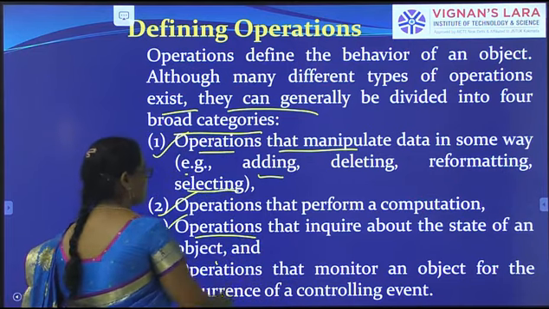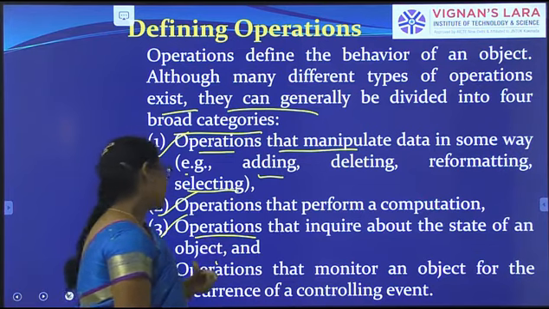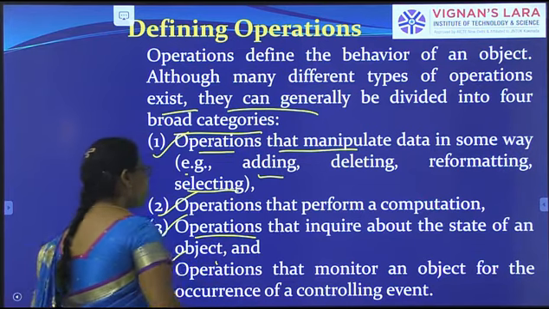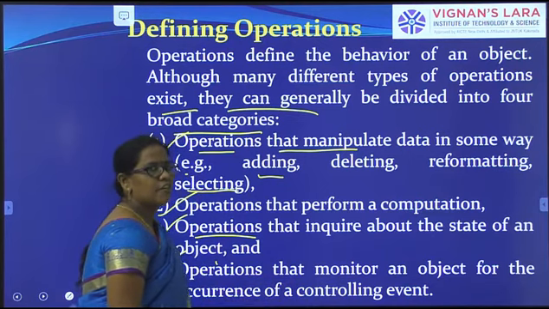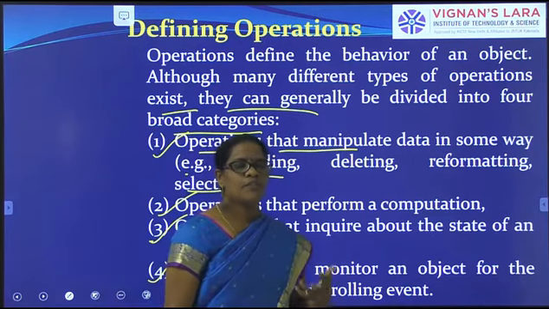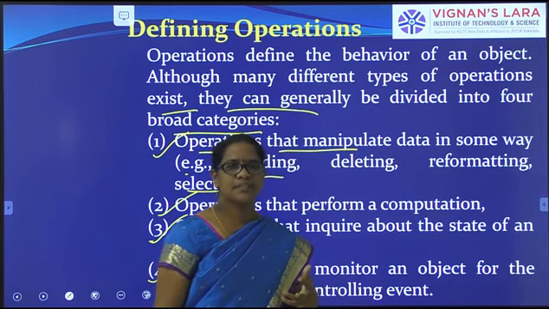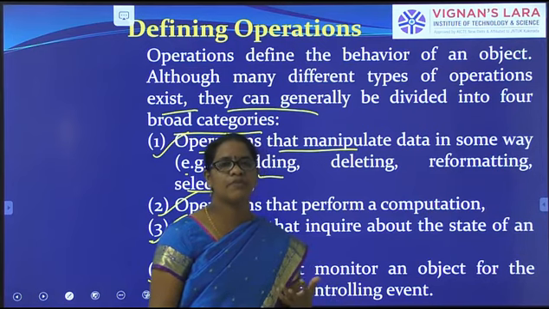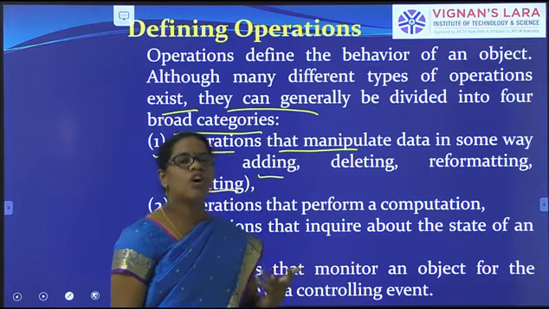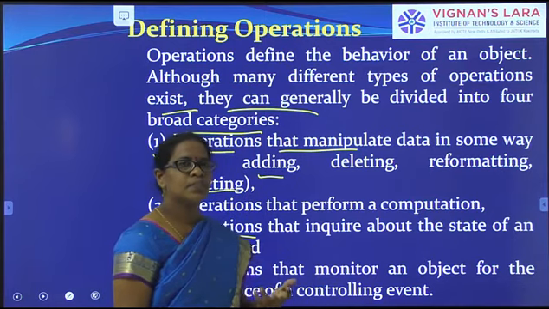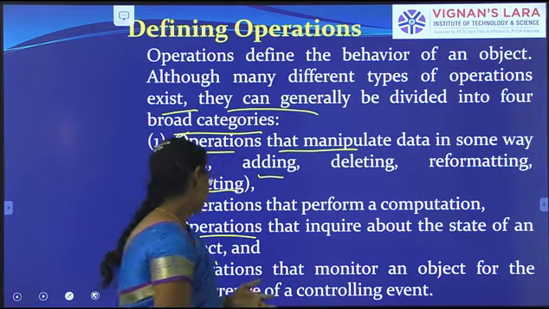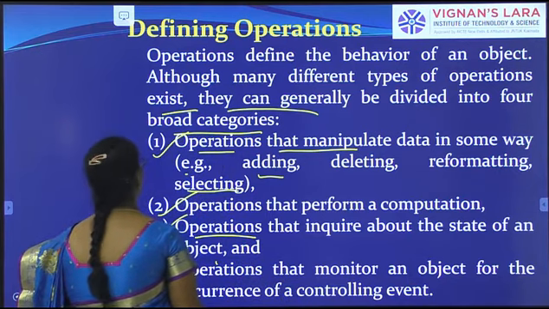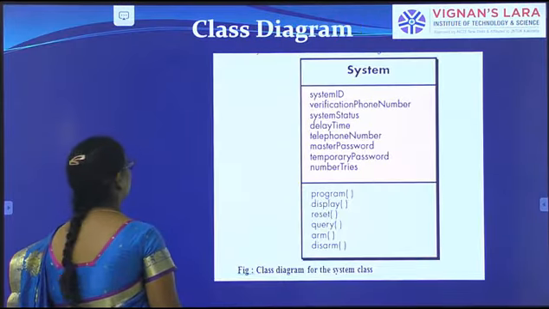Some of the operations require the state of an object. The fourth one is operations that monitor an object for the occurrence of a controlling event. When we are controlling some event, that is some action we are performing. Upon the action, what operations, what functions do we have to perform? Like switch cases. So these are the four types of operations we can perform.